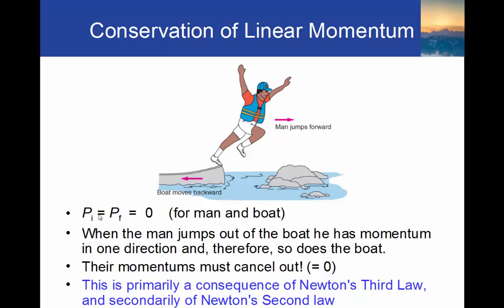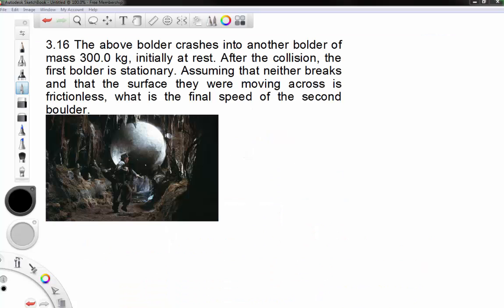So that can be summarized by saying that initial momentum equals final momentum. It's not equal to 0 in this case because we have a boulder that's initially moving and one that's initially stationary, as opposed to in your notes where there's a man jumping off of a boat where both were initially stationary. The man jumps, gains some momentum, and the boat has to gain momentum in the opposite direction to make both cancel. In this case, we have a boulder which initially has momentum and it's colliding with a second boulder, which initially has no momentum because it's at rest.